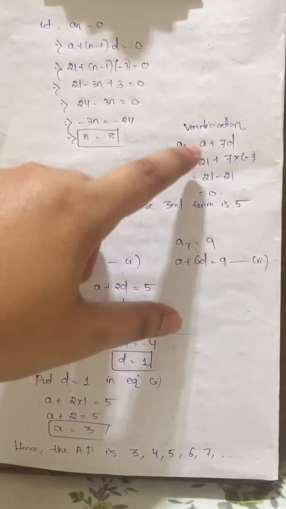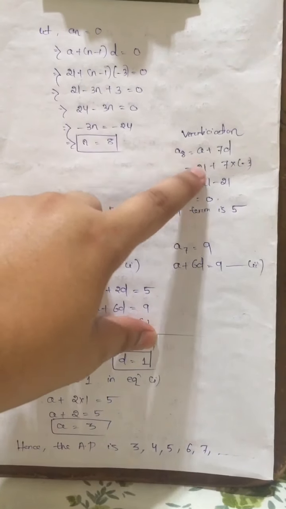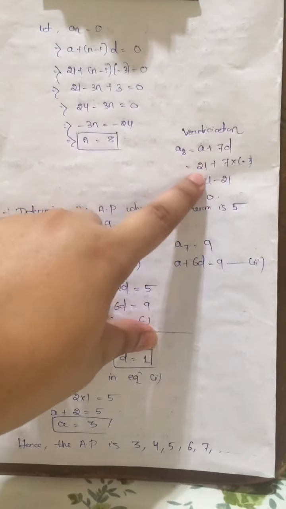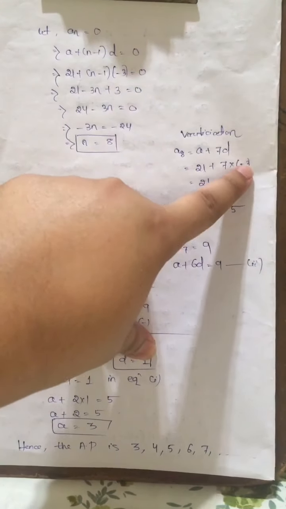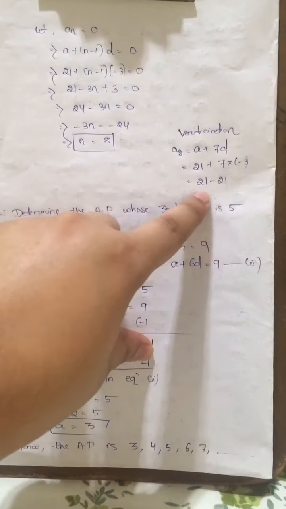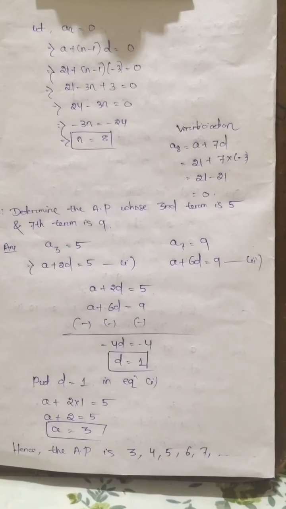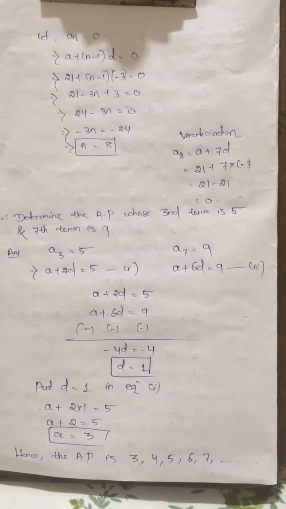To verify, I have also checked my answer. A8 means a plus 7d. So a is 21 plus 7 into d, which is minus 3. 7 into minus 3 is minus 21. So 21 minus 21 is equal to 0. So yes, the 8th term of the AP will be equal to 0.